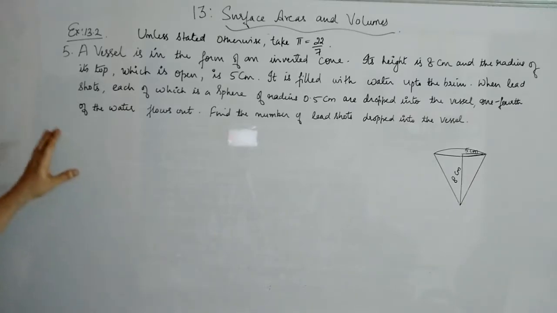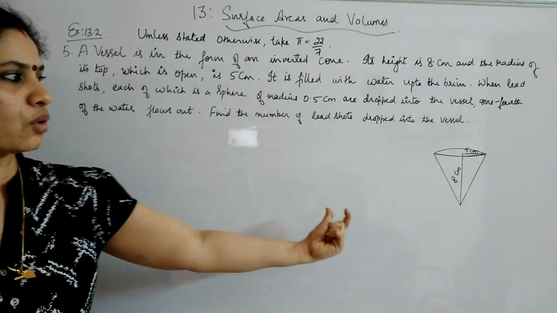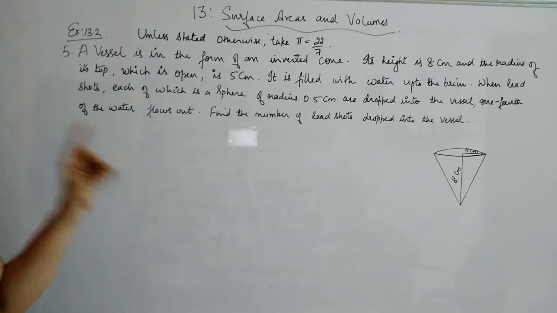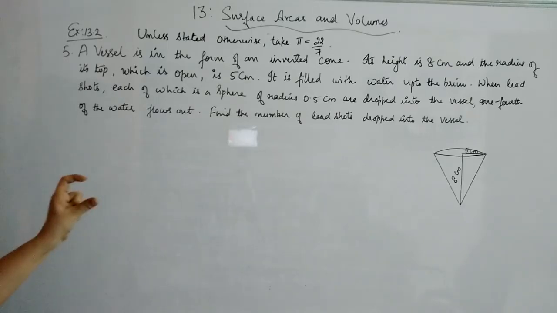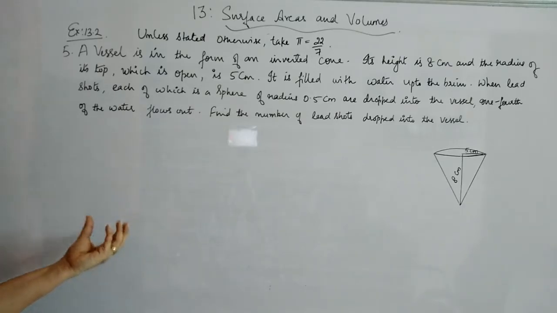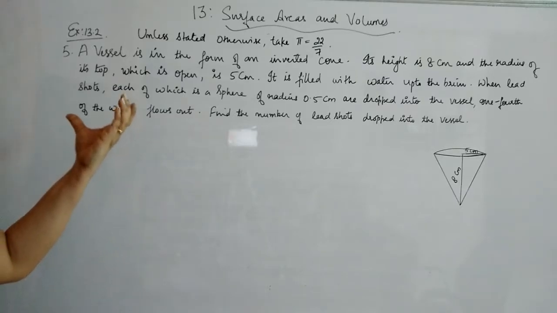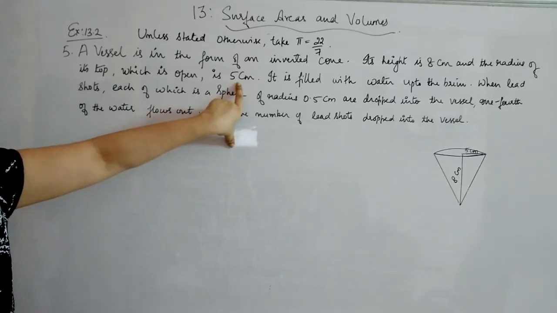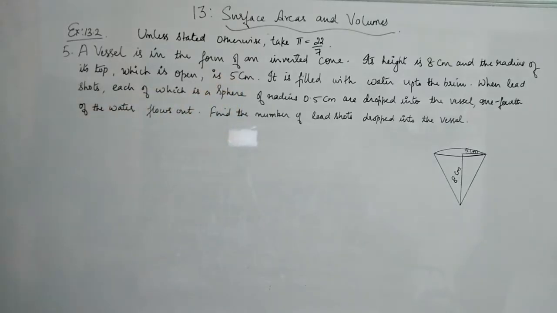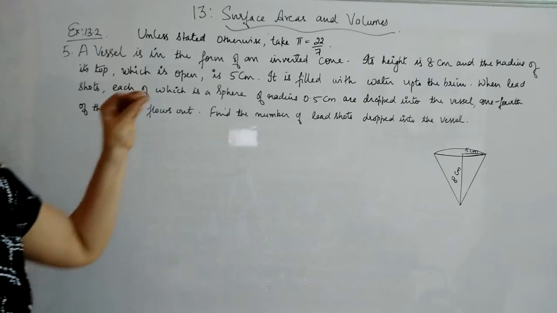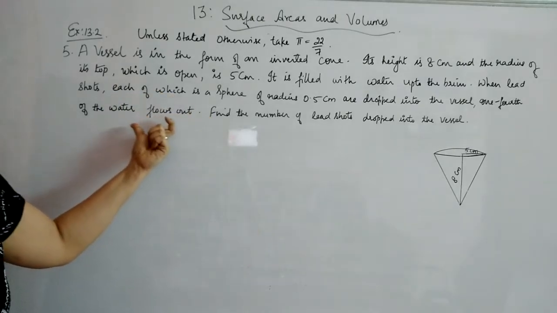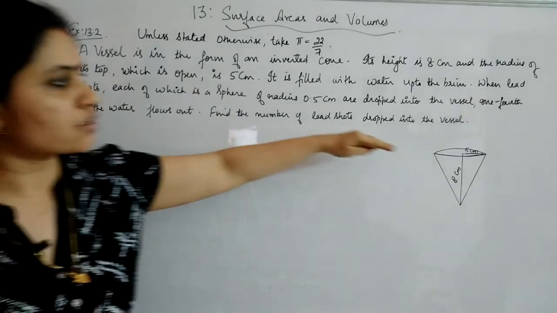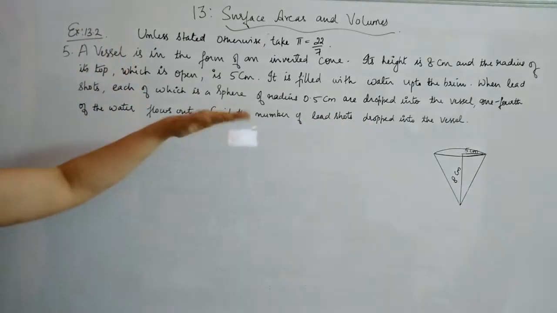This is a question. So you have an inverted cone in which some lead shots have been put and the shape of the lead shots is spherical. So you will consider the volume of the sphere, and the cone has its radius given as 5 centimeter and its height is given as 8 centimeter. Now when you put these lead shots into the vessel, some of the water is flowing out because it is actually filled up to the brim, to the top level.